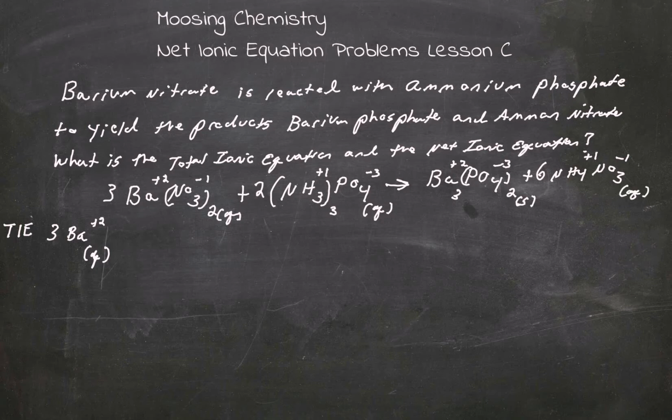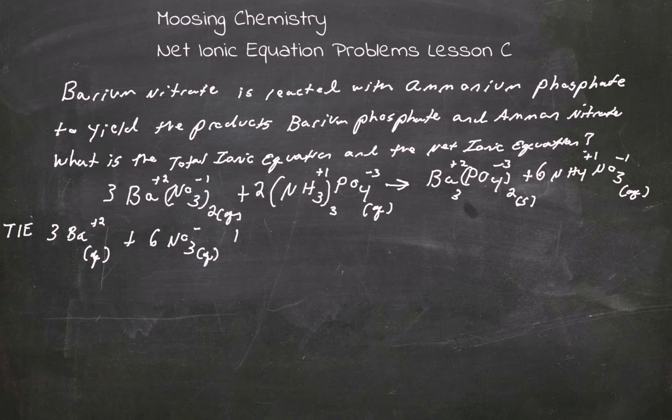And then nitrates are always aqueous. Okay, so we got 3Ba plus 2 plus 6NO3 minus AQ. Where did that 6 come from? You have a 3 here and a 2 here, so 2 times 3 is 6. Okay, just kind of keep that in mind.